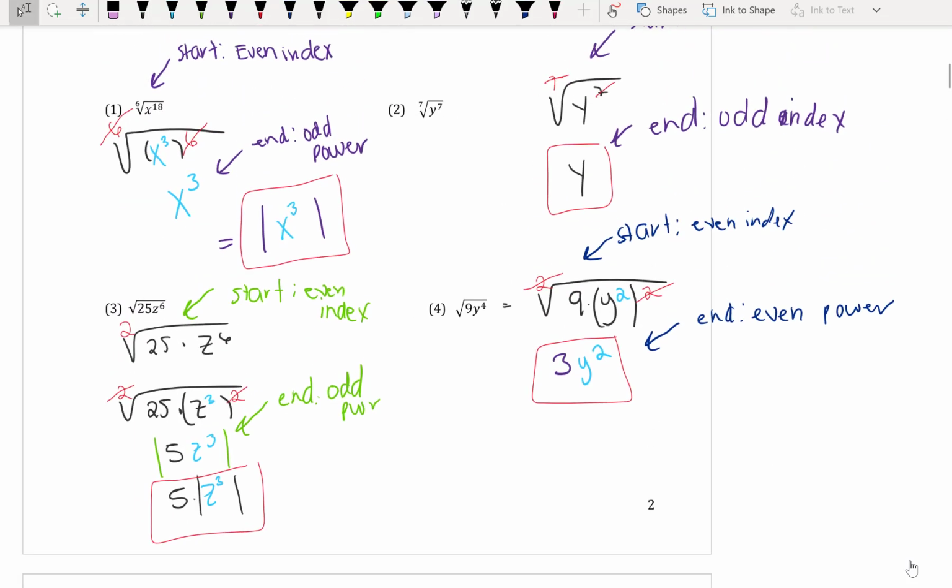Okay, so that is the end of section 6.1. So hopefully you guys got the gist of having to do the absolute value. If not, please feel free to email me or the Math Success Center or our tutor.